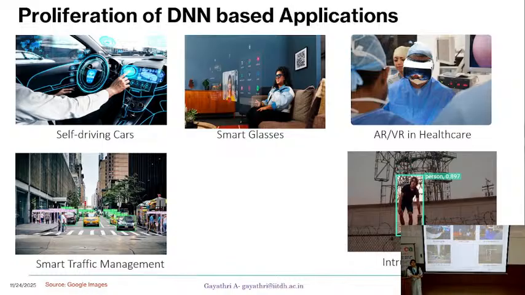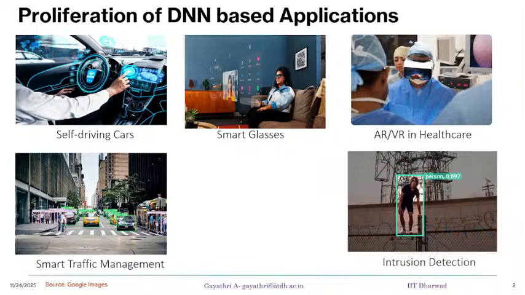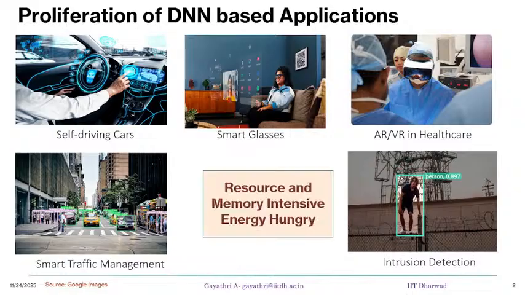Okay, in terms of application characteristics. Somebody said data hungry. No, I'm talking about the applications. What is the common characteristic? So basically, these are resource intensive, these are memory intensive, these are energy hungry, right?